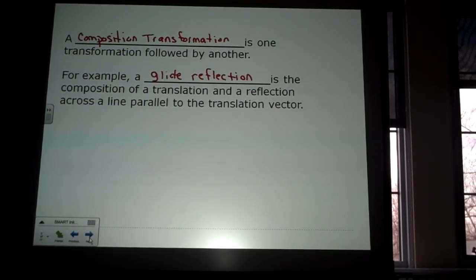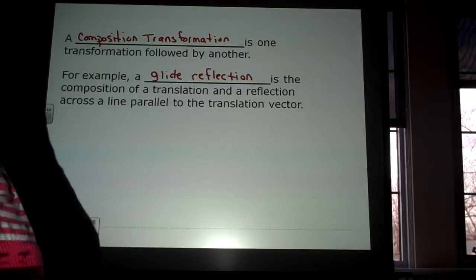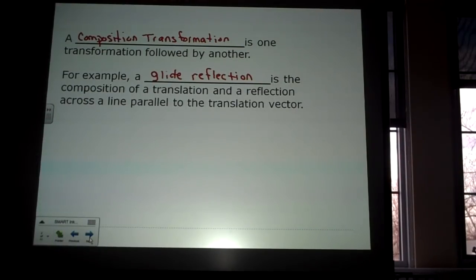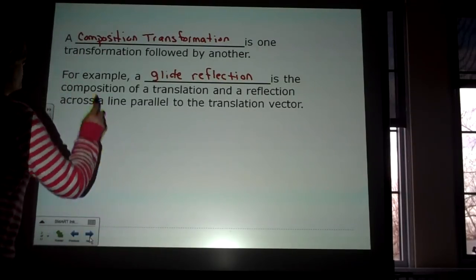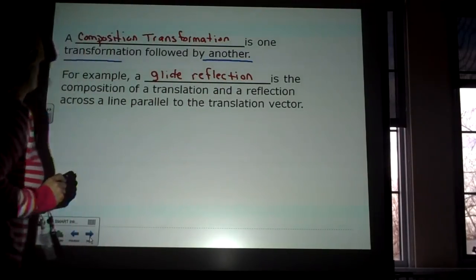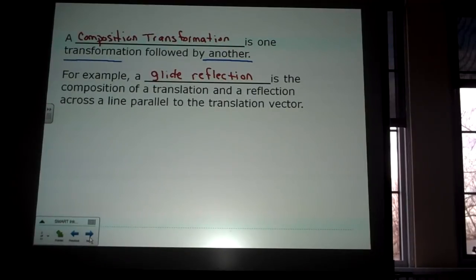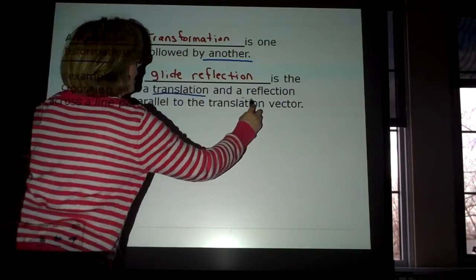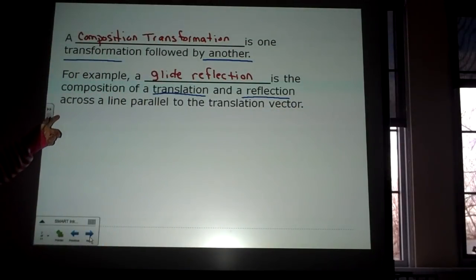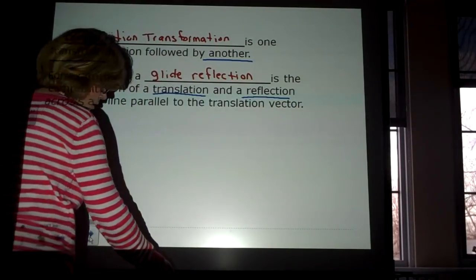Okay guys, today we're going to do 9-4, composition of transformations. A composition of transformation is one transformation followed by another. So it's two. For example, a glide reflection is the composition of a translation and a reflection across the line parallel to the translation vector.